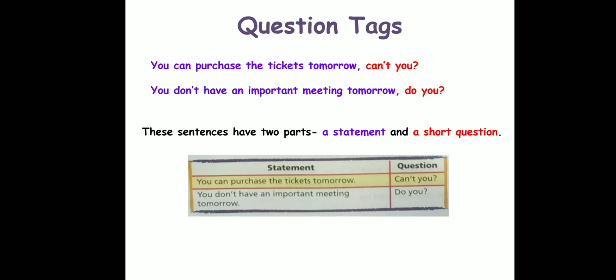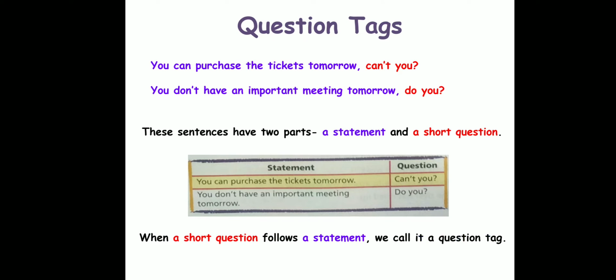So here in this picture, I've taken this from your book. The statement and the question has been differentiated very clearly. It says statement is you can purchase the tickets tomorrow. Question is can't you? And next, for the next sentence, you don't have an important meeting tomorrow is the statement. Question is do you? So did you see what we did over here? Instead of changing the whole statement, the statement stays as it is. We are just adding a short question at the very end.